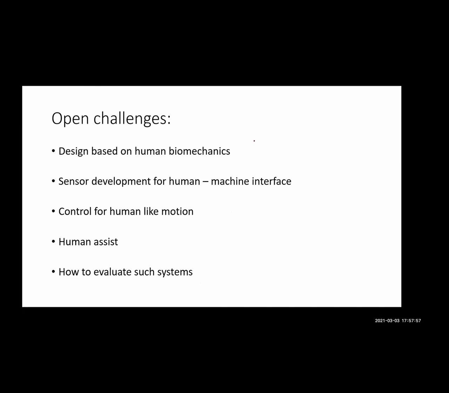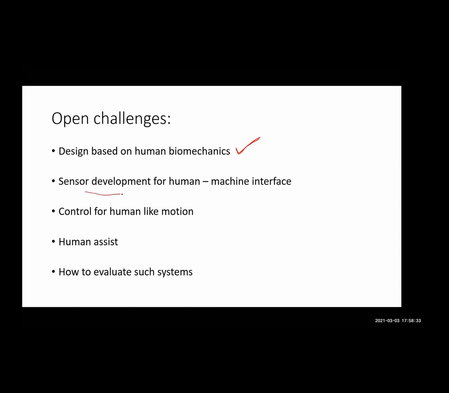Now, in terms of challenges in design, I basically gave an idea about some of the challenges and some of the ways in which people are trying to handle them. Now, design based on human biomechanics is number one. I think we have still not solved this problem. A 4-bar mechanism works for a limited joint angle, but in 3D motion, it doesn't work. So there's a big challenge in terms of design.